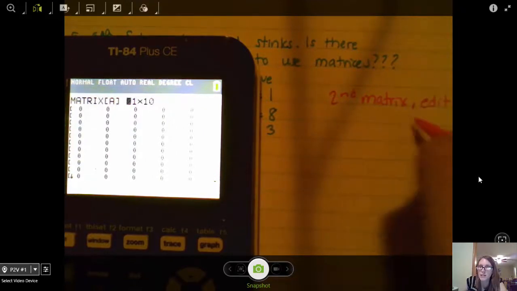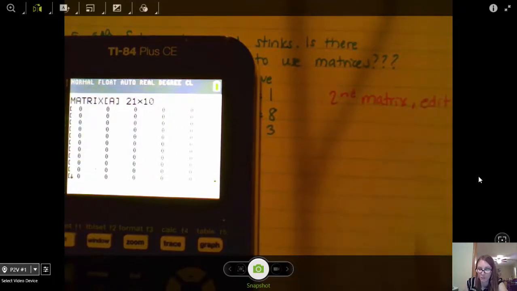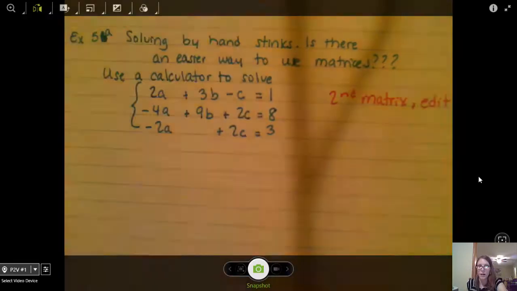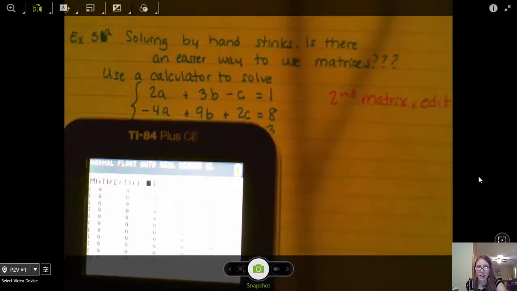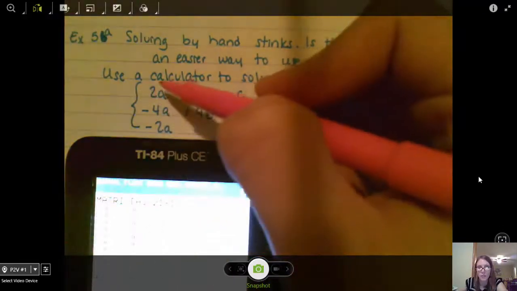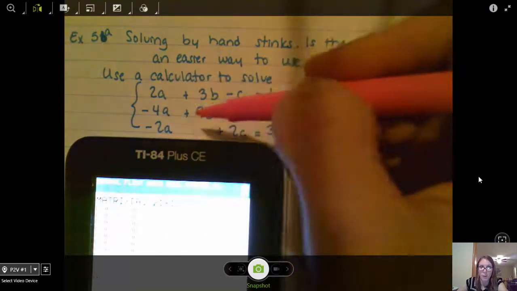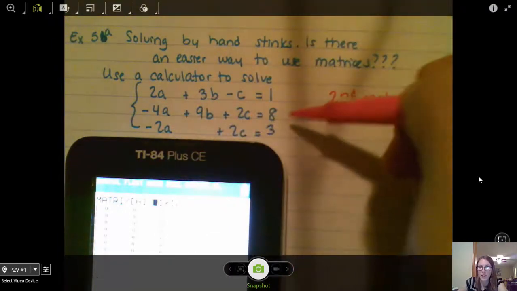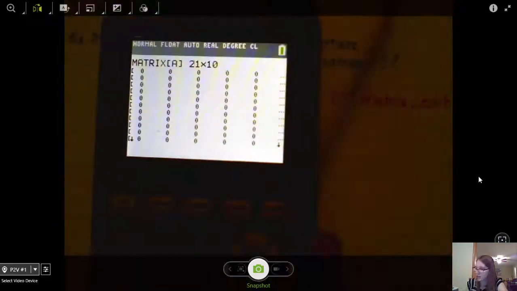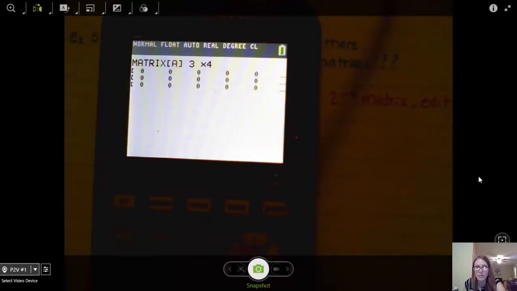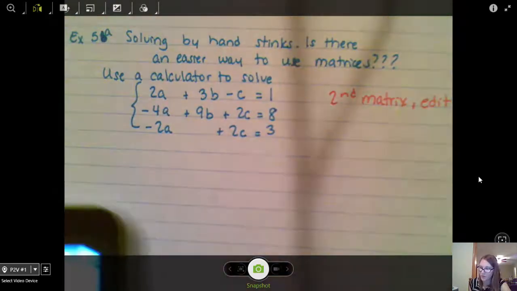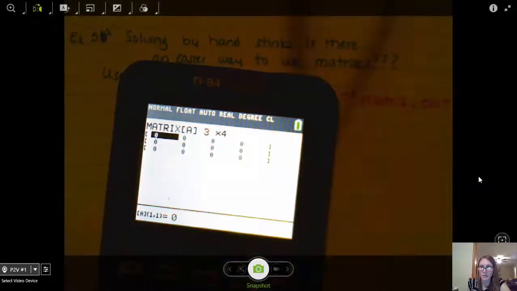So I'll add this to my list of steps here. Second matrix, edit. Now we pick the dimensions of our matrix, and we are going to have 3 rows here and 4 columns, A, B, C, and then our numbers. So we have a 3, oops, not 31, a 3 by 4 matrix here. And then we input our data.